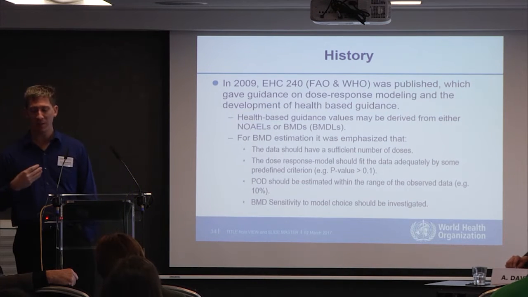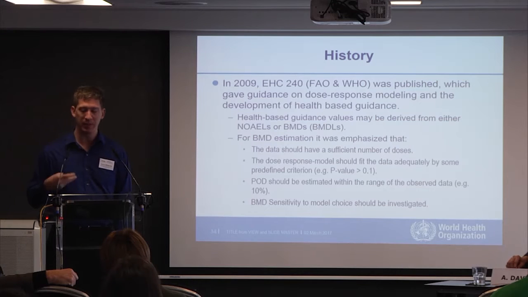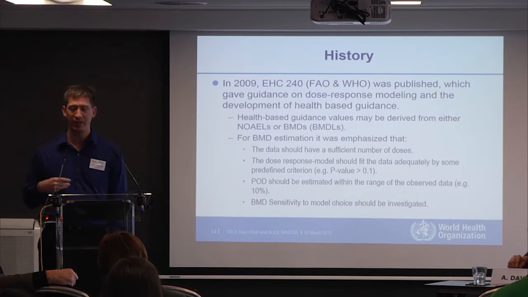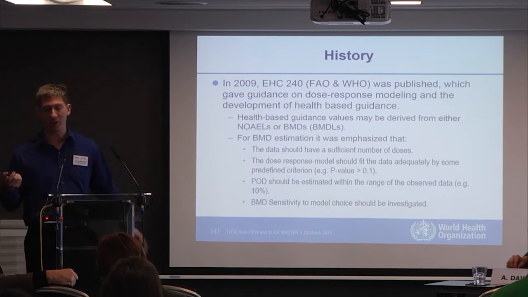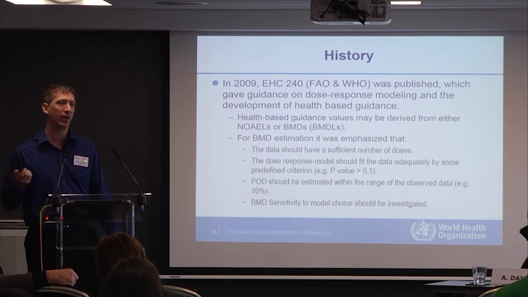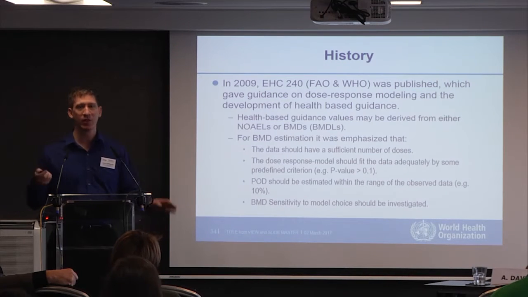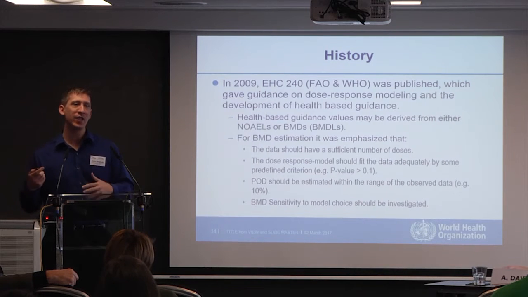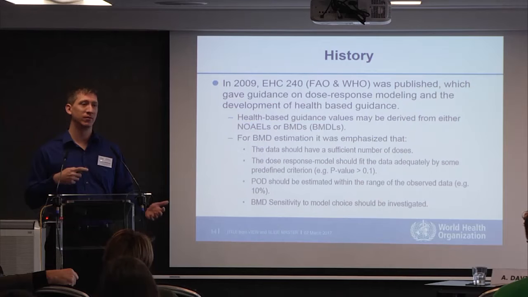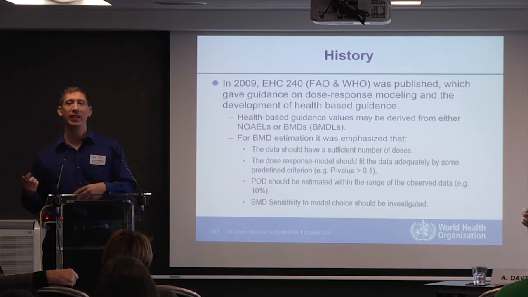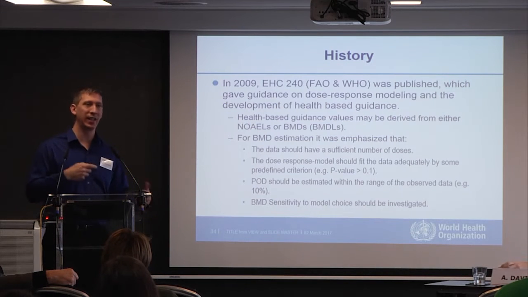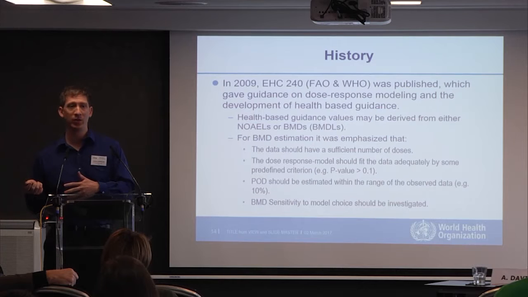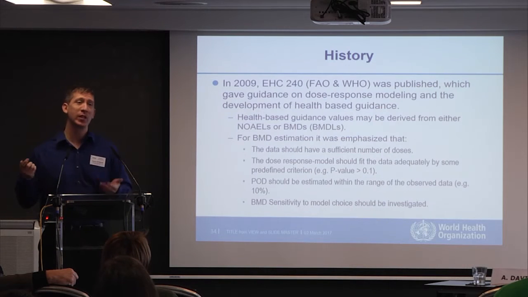The dose response model should fit the data adequately by some predefined criterion. Here, a p-value of 0.1. Goodness of fit is one of those things where you're thinking, if this model really was true, what is the probability that I would have observed this data given it's true? So 0.1 says it's a reasonably high probability that I would have observed this data.